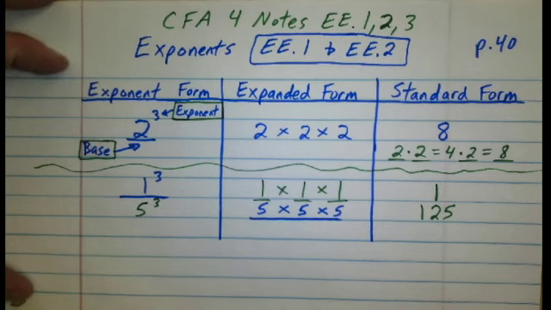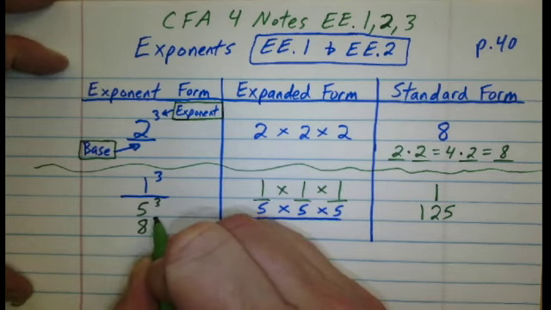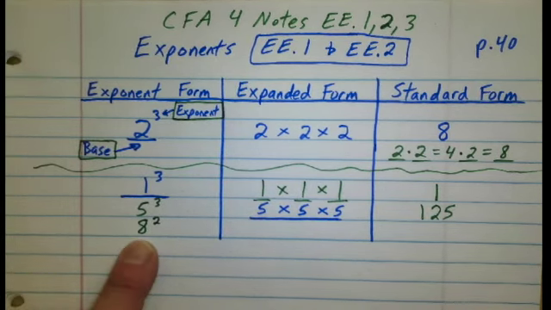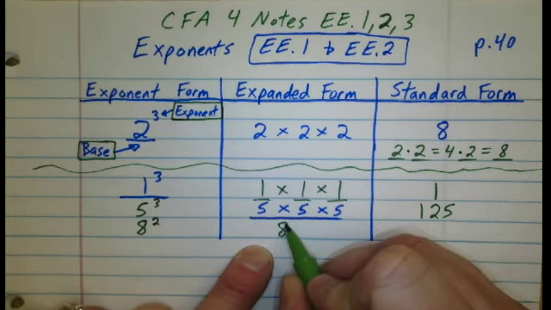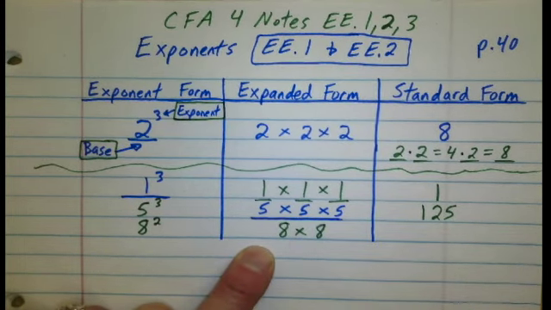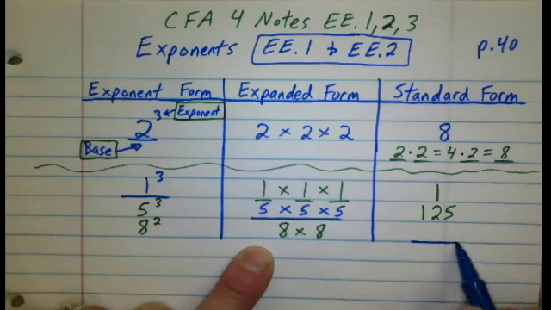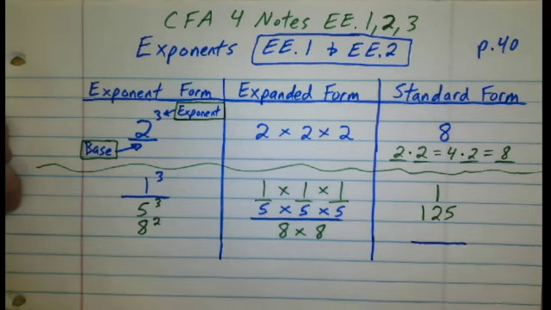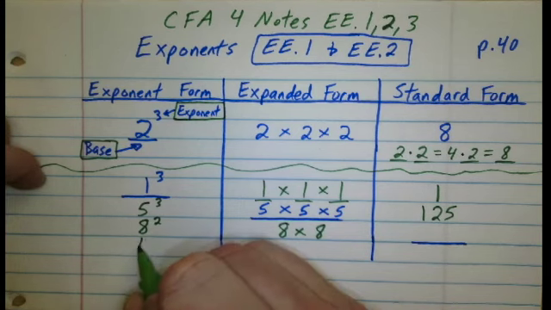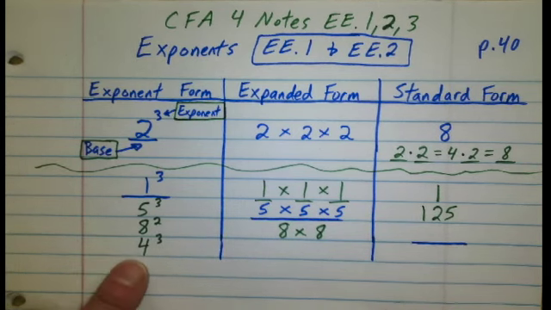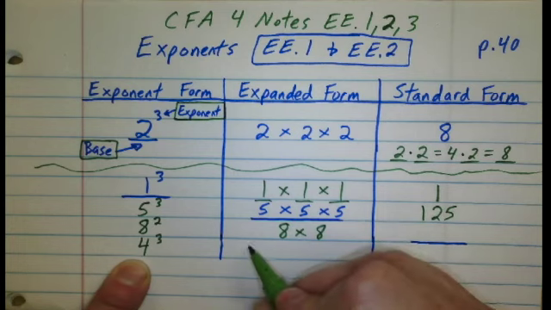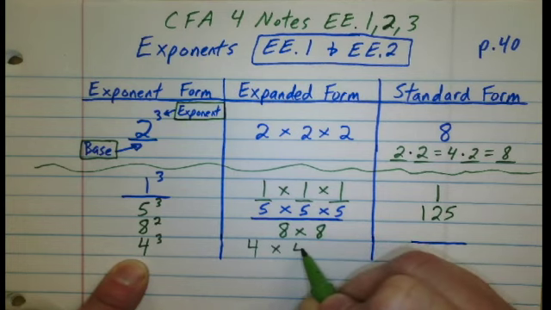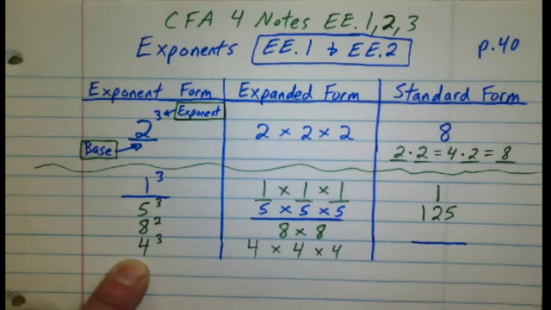The next one I'm going to give you is 8 squared, or 8 to the second power. I will give you the expanded form as 8 times 8, and then I want the answer over here in standard form. And I'm going to give you another one as well so that you can solve both of those. I will give you 4 cubed, or 4 to the third power. I will give you the expanded form as 4 times 4 times 4, and again I want you to solve it or give me standard form.